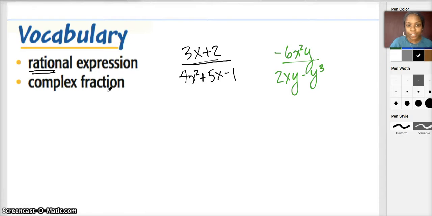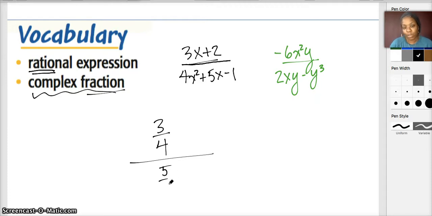And we brought up the idea of fractions. So you know we're going to be talking about fractions today to a certain extent, as you can see that this is a fractional expression. But what's a complex fraction? A complex fraction is when you have a fraction within a fraction. So for example, a complex fraction could be written as 3 over 4 over 5 over 7.